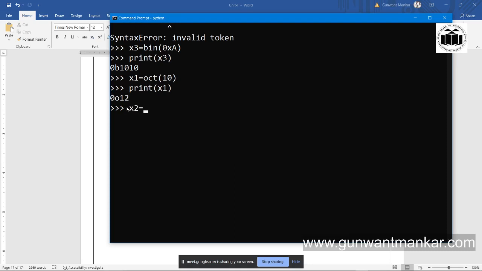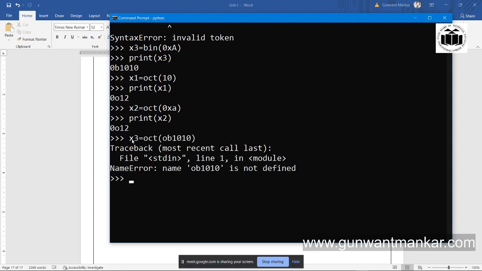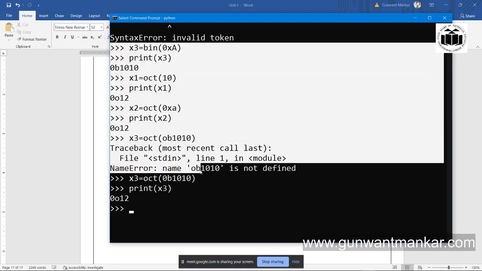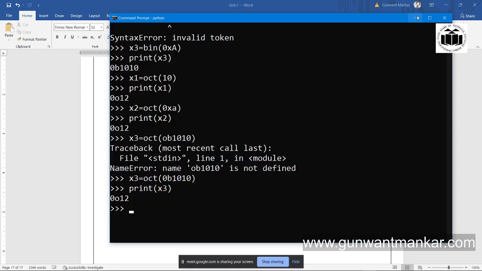x2 is equal to oct of a. You must write one prefix, 0x or capital X. Now we can print x2. That is 12. Octal is 12. By default a is 10, that's why. x3 is equal to oct of binary, right? 0b1010. What is the problem? We did not write 0, we took O there, that's why. Then print x3. Yes, same thing. So we converted into the octal number system.